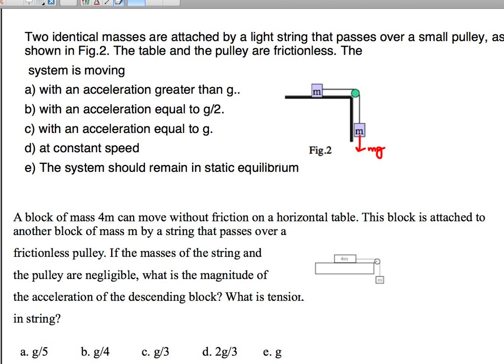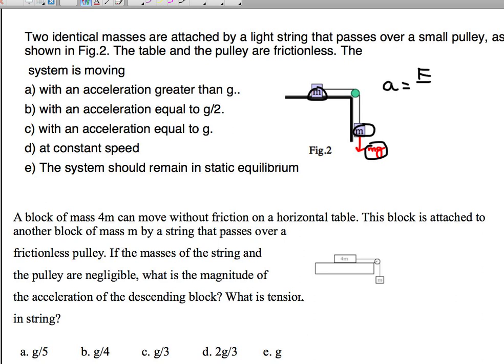So now let's see if we can calculate the acceleration. Keep in mind that this hanging weight does all the accelerating. And this is the force that does the accelerating, mg. It's pulling things. What is it pulling? Well, it's pulling this, and it's also pulling that.